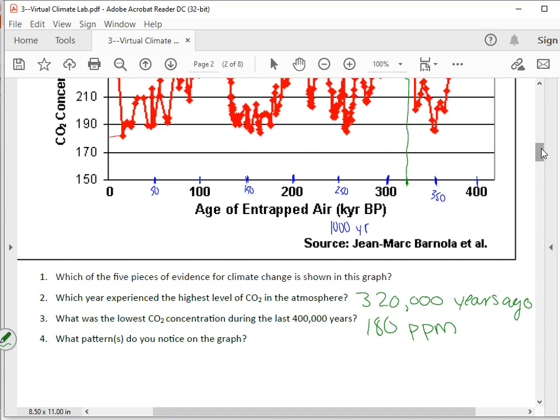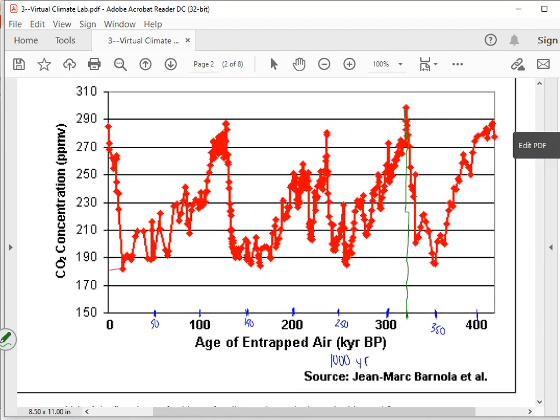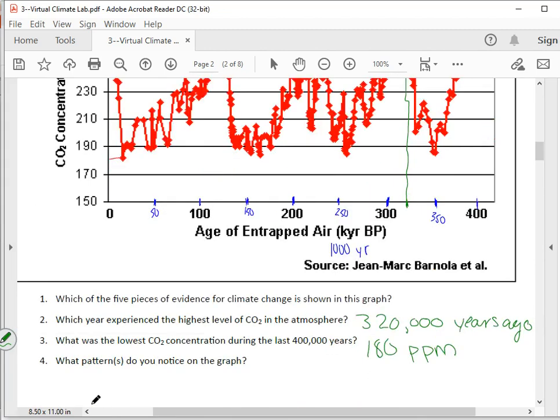180 parts per million. So what pattern or patterns do you notice on the graph? There's really two things that I want you to notice on here. One is that, again, we're going from this way to this way, so I want to talk about it in terms of time going from here to here. What happens is the CO2 level drops slowly, and then it increases rapidly, and then it drops slowly, then increases rapidly, drops slowly, increases rapidly. So you should have something like that written for number 4.